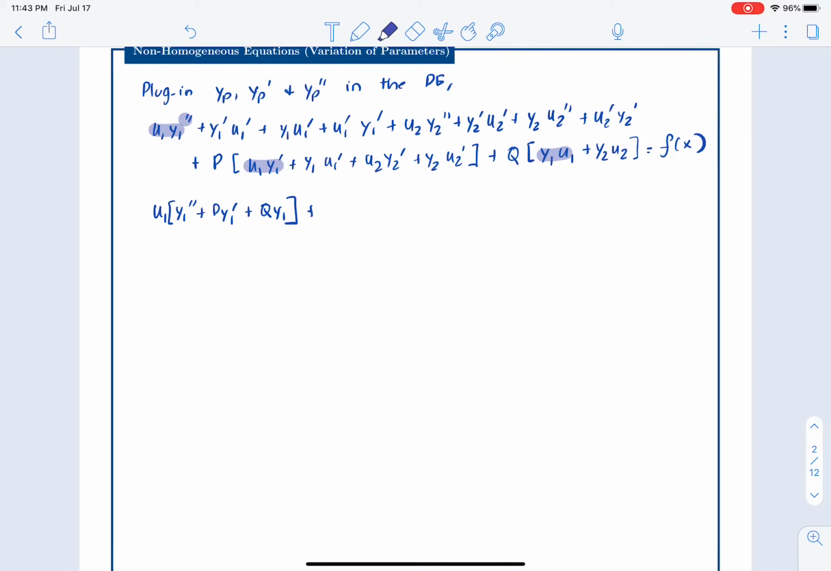Likewise, I am going to pick u2 y2 double prime, u2 y2 prime, and u2 y2. So I would have u2 multiplied by y2 double prime plus p times y2 prime plus q times y2.